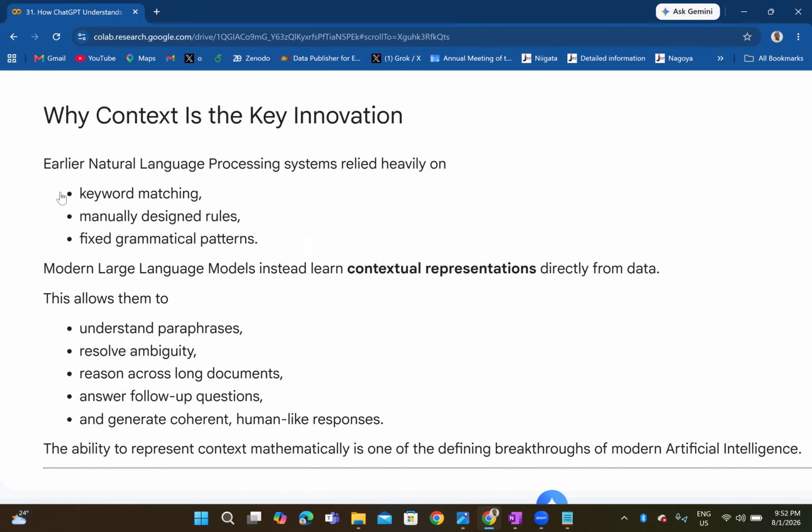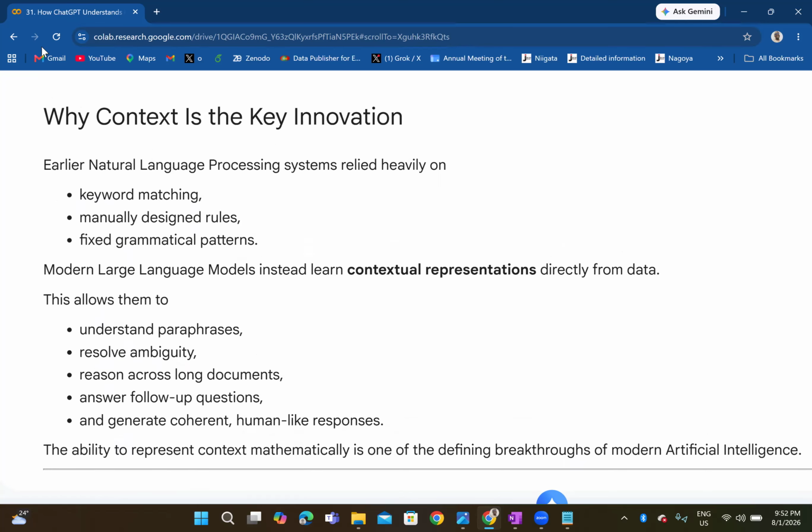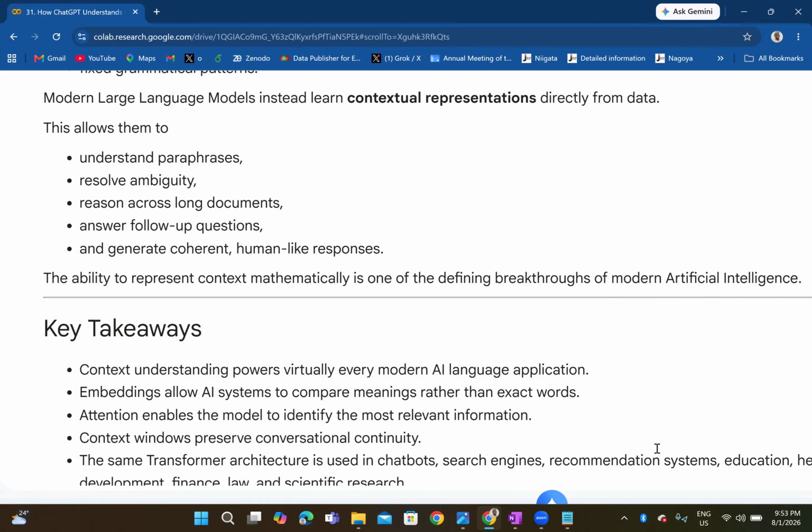Now, why is context the key innovation here? Earlier natural language processing systems relied heavily on keyword matching, manually designed rules, and fixed grammatical patterns. Large language models instead learn contextual representations directly from data. This allows them to understand paraphrases, resolve ambiguity, reason across long documents, answer follow-up questions, and generate coherent human responses. So the ability to represent context mathematically is one of the defining breakthroughs of modern artificial intelligence.